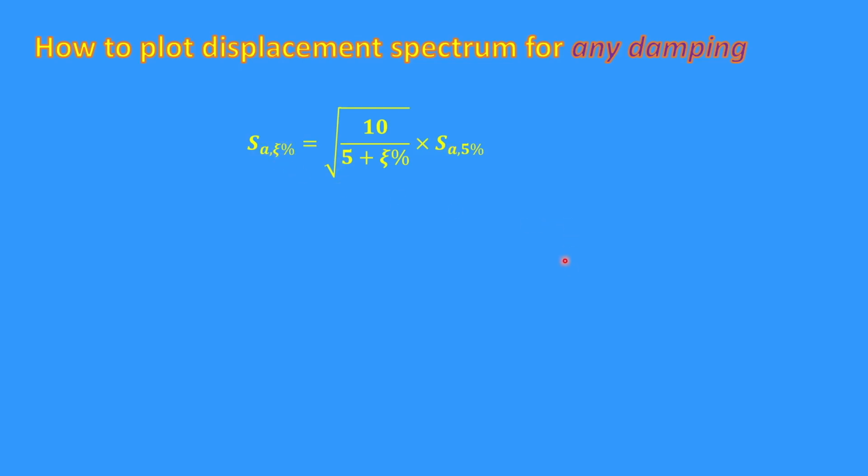The similar formula you can also use for spectral displacement. SD xi percentage equals 10 divided by 5 plus xi percent into SD 5%. SD 5% you have already obtained through the conversion process we have shown in the previous slide.